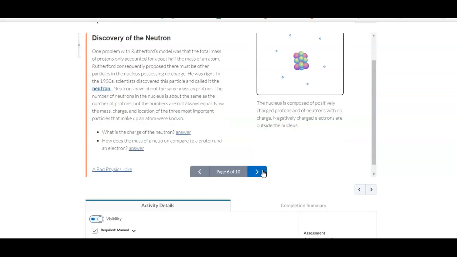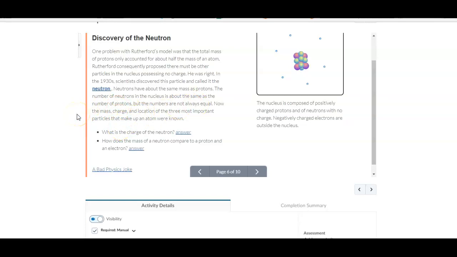All right, so now the discovery of a neutron. One problem with Rutherford's model was that the total mass of protons only accounted for about half of the mass of an atom. Rutherford consequently proposed that there must be other particles in the nucleus possessing no charge. He was right. In the 1930s, scientists discovered this particle and called it the neutron. Neutrons have about the same mass as protons. The number of neutrons in the nucleus is about the same as the number of protons. It is not exactly the same, but the numbers are not always equal.